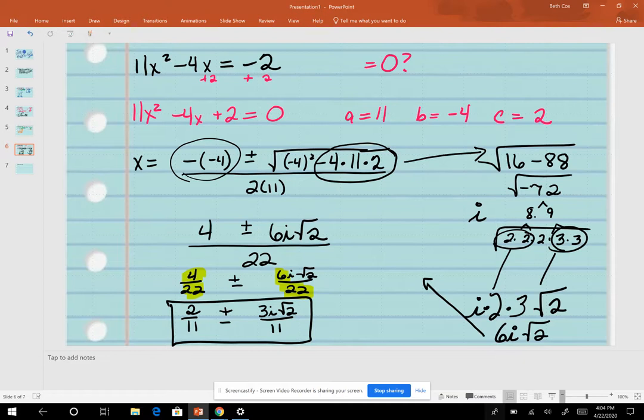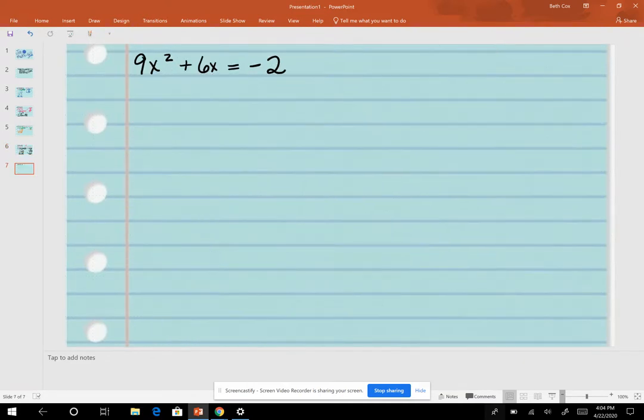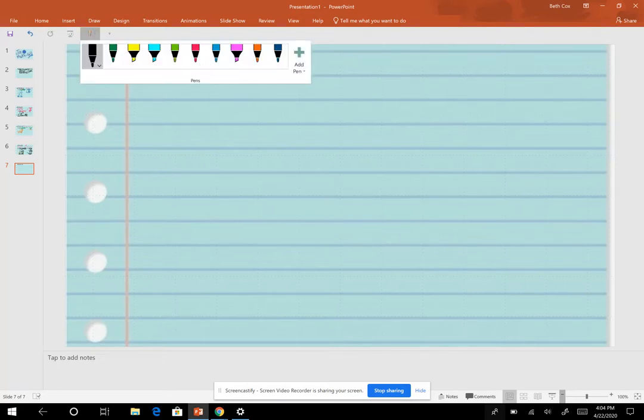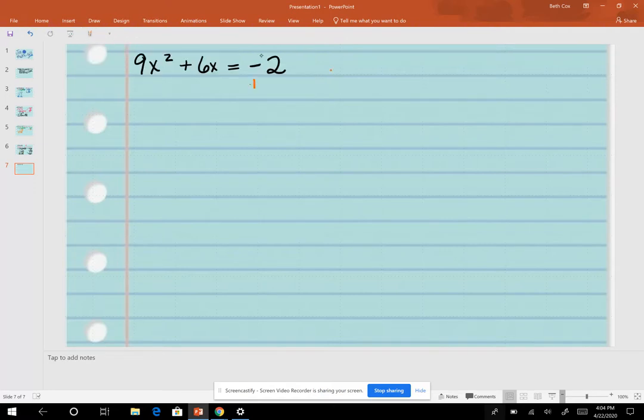And that's 2 answers. We talked about that. Okay, one more. Again, this one does not say 0 equals 0, so I'm going to make this one say equals 0 by doing this. I'm going to add 2 to both sides so that it says 9x to the second plus 6x plus 2 equals 0. Okay, determine my A. A is 9, B is 6, and C is 2.